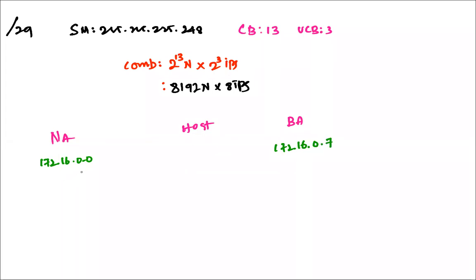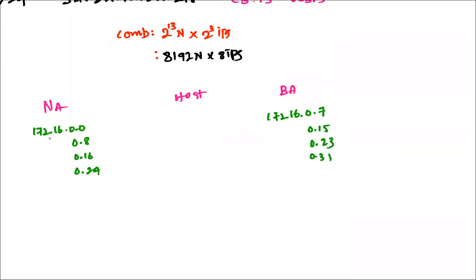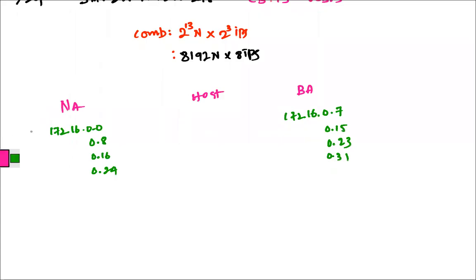So now next we're gonna be what? 0.8 to 0.15. Next is 0.16 to 0.23. Next is 0.24 to 0.31. Right? Can you understand how it goes, guys? Yeah, this is network number 1, network number 2, network number 3, network number 4, I wrote that.